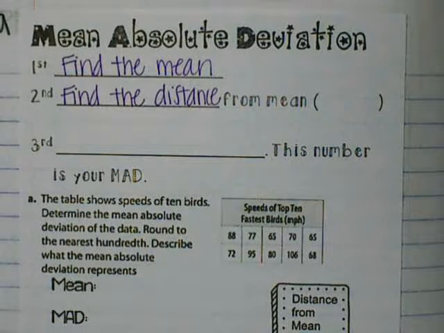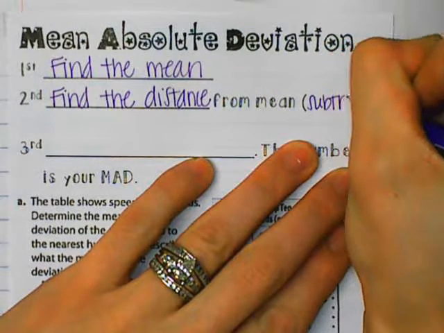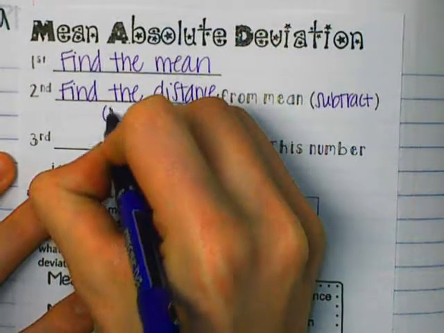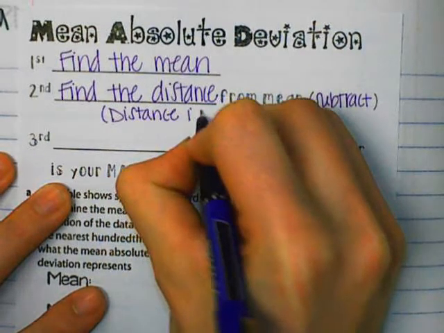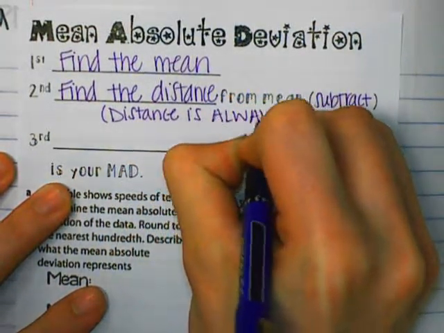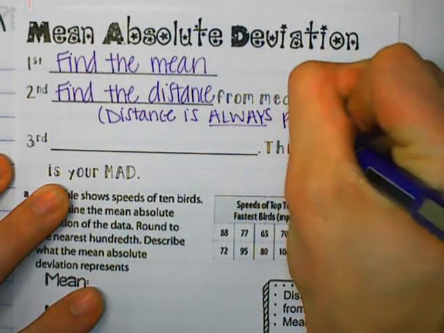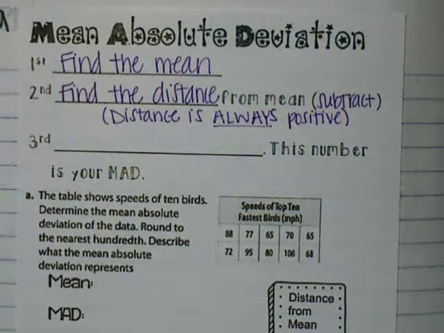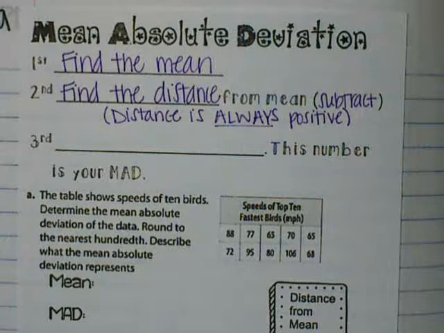So if we're finding the distance each value is away from the mean, we're going to subtract. And just an FYI, distance is always positive. There are no negative distances. So they put the word absolute because it's absolute value. We're just talking about how far away is it. There are no negatives.